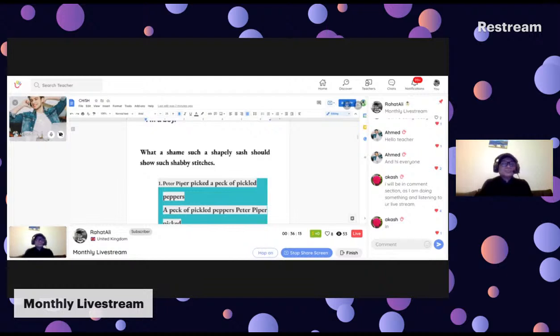Peter Piper, no, no, baked above the Peter Piper, there is another line. Another one. What a shame. Such a shapely sash should show such shabby stitches. One more time. What a shame! Such a shapely sash should show such shabby stitches. You're stopping before pronouncing every word. Read one more time, please.